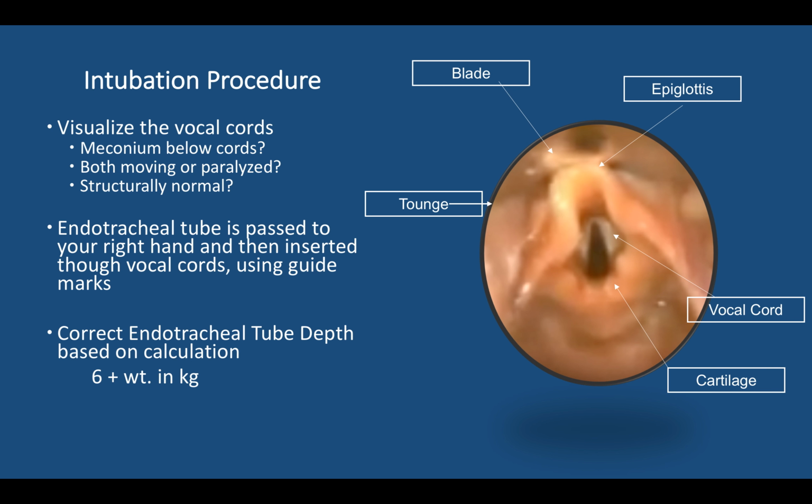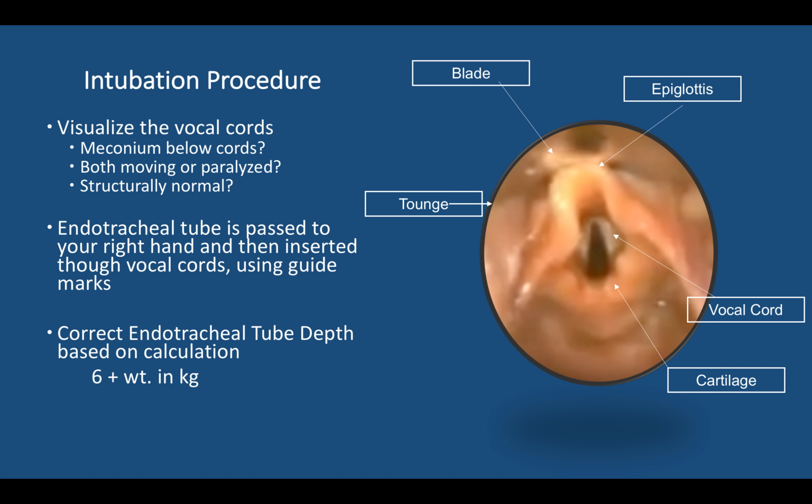Now, as you go in, you will see the vocal cords, the cartilage, the epiglottis, and the tongue. You will pass your endotracheal tube through the vocal cords. Prior to doing so, you're looking for meconium. You're also looking to see if they're moving or paralyzed. If they're moving, you run the risk of spasm and not being able to bag the patient, although in the neonate, this is rarely an issue.